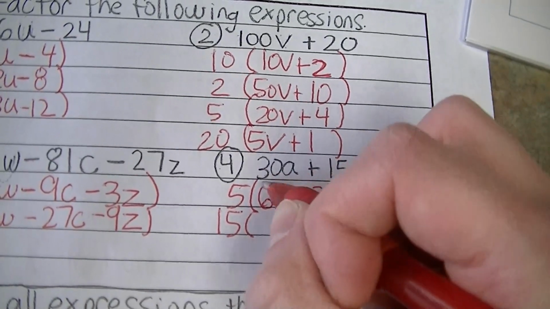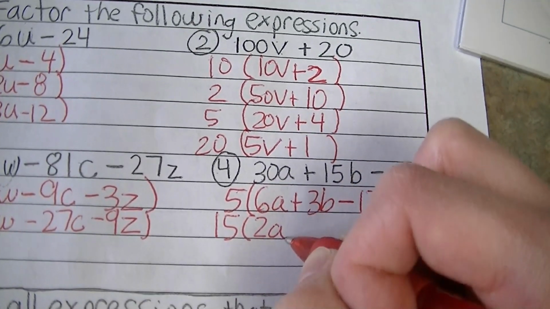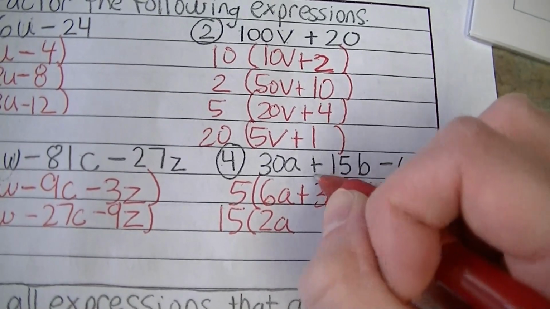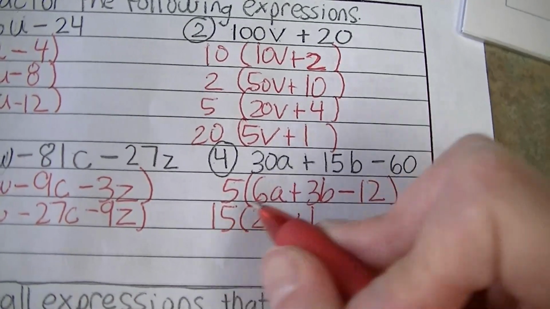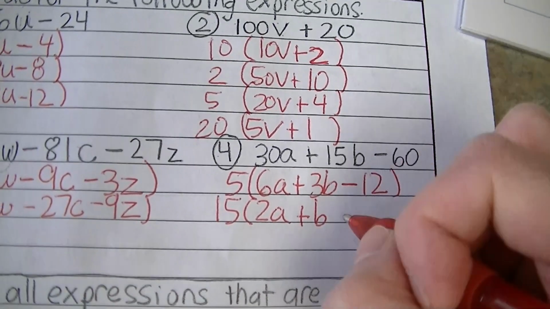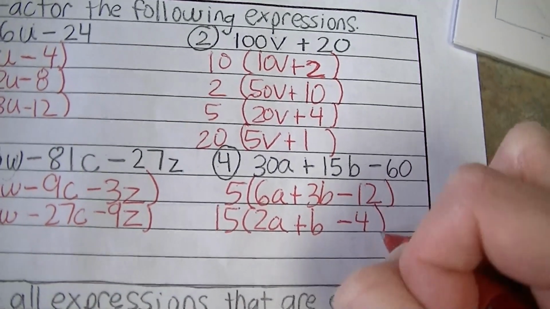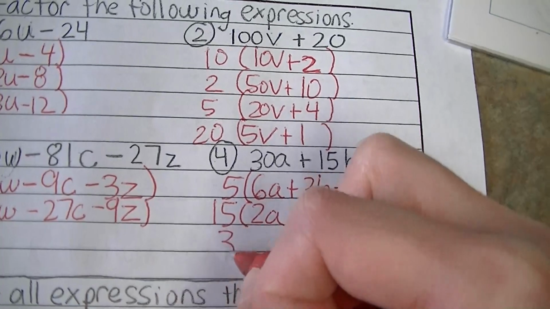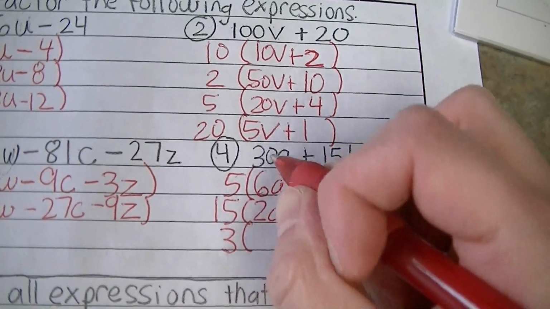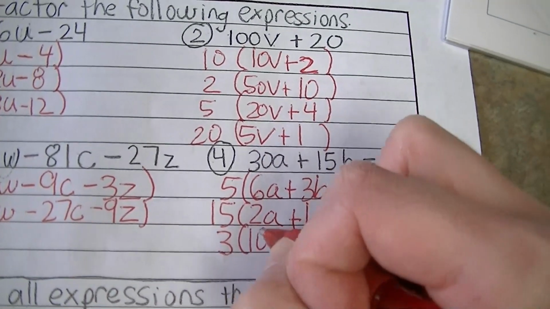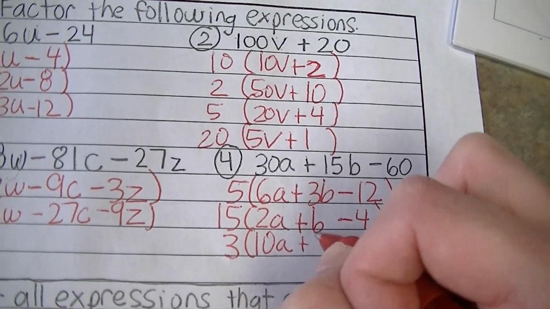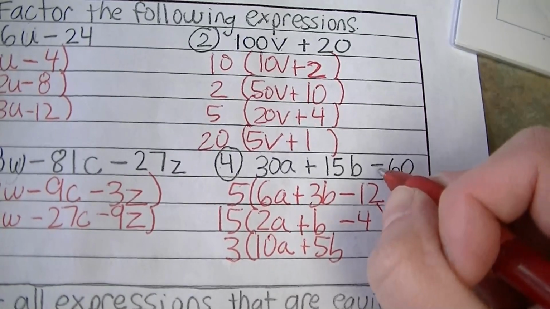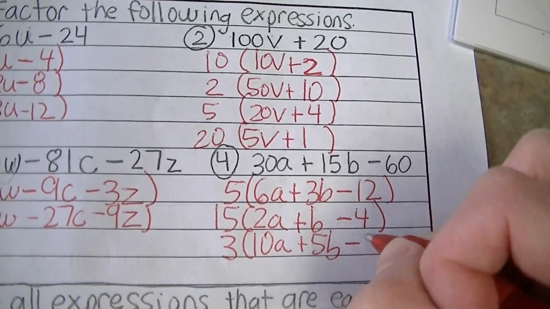Okay, let's factor out 15. 15 times what number is 30A? And that's 2A. 15 times what number is a positive 15B? And that's a positive 1B or B, same thing. 15 times what number is negative 60? And that's going to be a negative 4. Okay, let's go ahead and factor out a 3. 3 times what number is 30A? And that's 10A. 3 times what number is a positive 15B? That's a positive 5B. 3 times what number is a negative 60? So that's going to be negative 20.